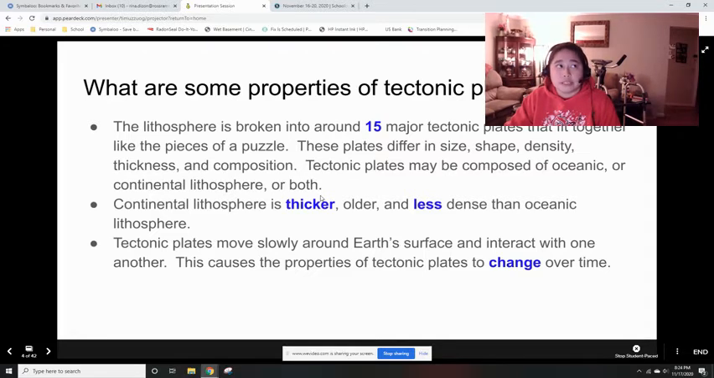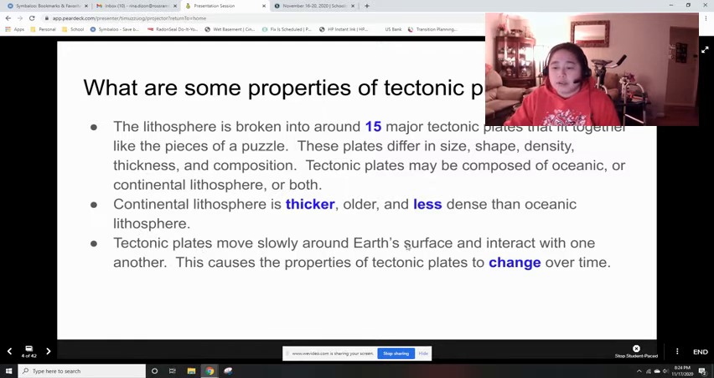So for instance, the North American plate is actually both part of the Atlantic Ocean and part of the North American continent. So it has both oceanic and continental lithosphere. Continental lithosphere is thicker, older, and less dense than oceanic lithosphere.